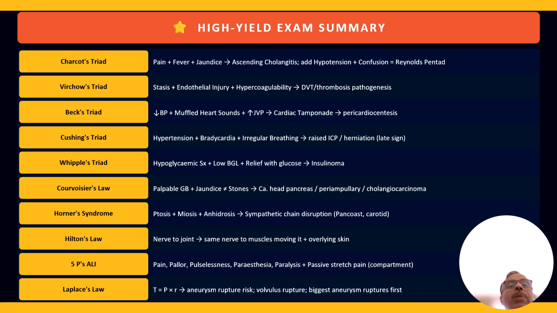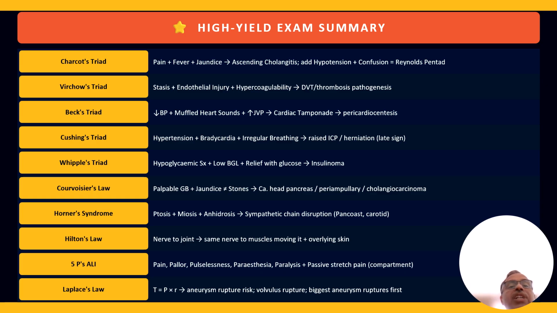Courvoisier's law: palpable gallbladder plus jaundice is not due to stones. It is most likely due to carcinoma head of pancreas, periampullary carcinoma, or cholangiocarcinoma. Horner syndrome: ptosis, miosis, anhidrosis, and enophthalmos, due to sympathetic chain disruption from carotid artery aneurysms or Pancoast tumor. Hilton's law: the nerve to a joint also supplies the muscle moving it and the overlying skin. 5 P's of acute limb ischemia: pain, pallor, pulselessness, paresthesia, and paralysis. Add a sixth one, passive stretch. Passive stretch would lead to increased pain, seen in compartment syndrome.